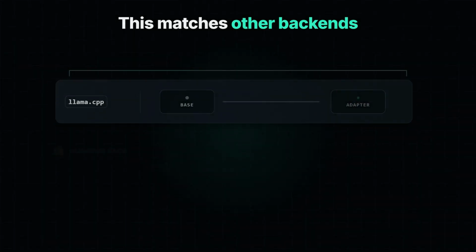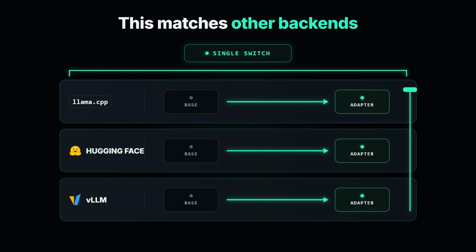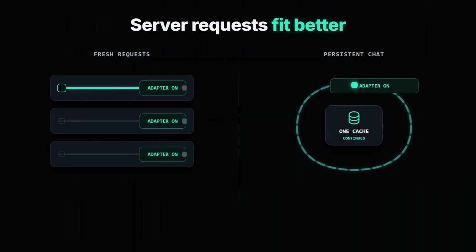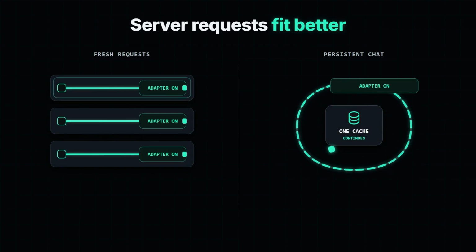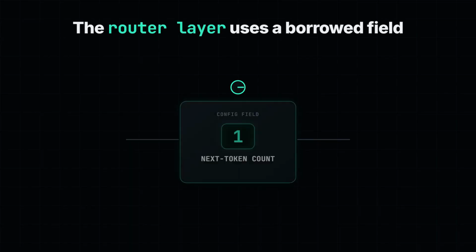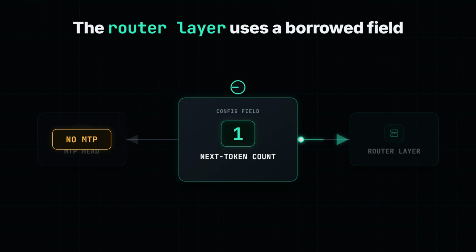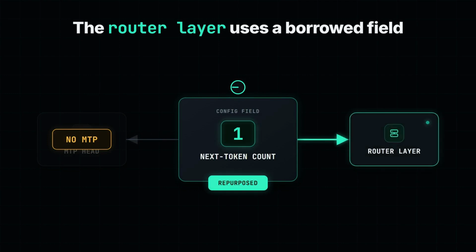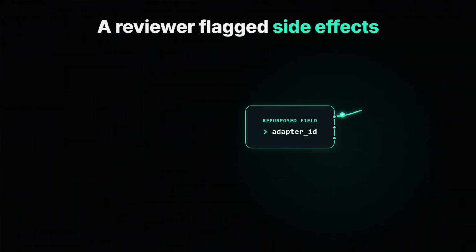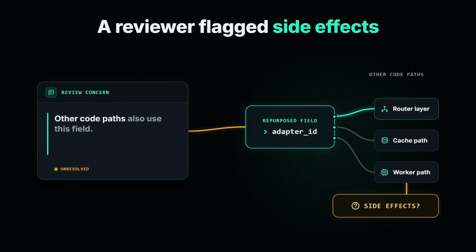The release describes this single switch contract as identical to the Hugging Face and VLLM implementations, not a llama.cpp only surprise. That contract naturally suits serving, where each request is a fresh sequence. Persistent chat clients must manage resets deliberately. Implementation notes repurpose the next token layer count to reserve the router layer, despite there being no MTP head. One reviewer warned that changing this field could create unintended side effects because other code paths also use it.